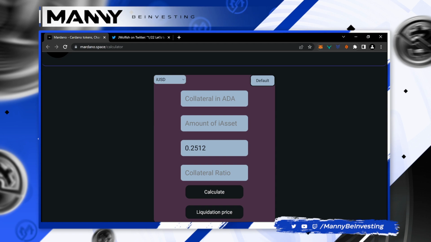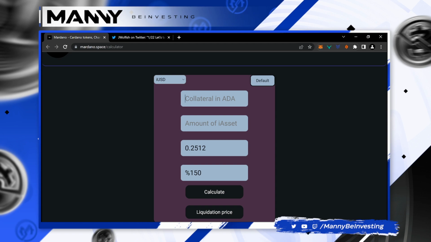Let's see what he says you can do with this thing. He says you can calculate your liquidation price or the needed amount of collateral to buy a certain amount of IUSD at a specific collateralized ratio. So you need a collateralized ratio. Let's say we wanted to be at 150. I think we have to put the percent in there. We wanted to be at 150%. So it wants an amount of ADA.